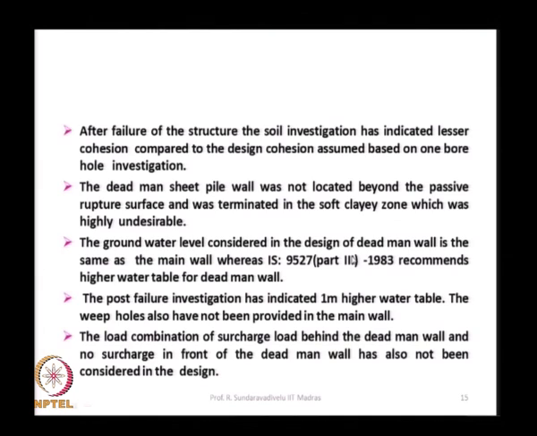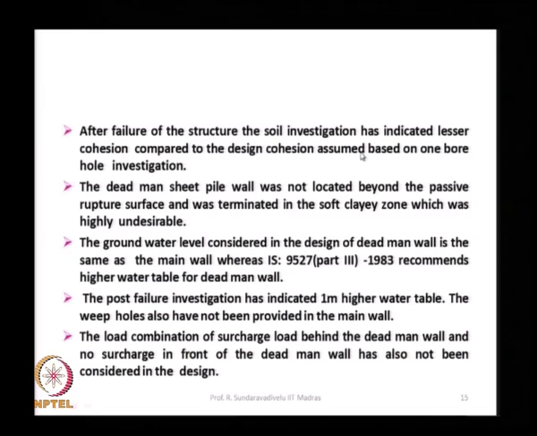So, I will repeat again: an adequate number of soil investigations was not done, and the exact location was not done. The dead man sheet pile wall is very close to the main wall, it should be further away. The founding level should not be in clay. Third, the groundwater level at the dead man wall should be higher than at the main wall. The fourth is a 1 meter difference was indicated. The surcharge load should be assumed behind the dead man wall, not in front of the dead man wall, as one of the load combinations.